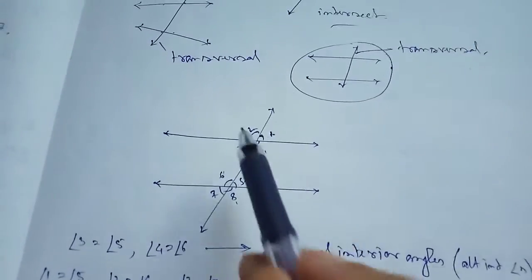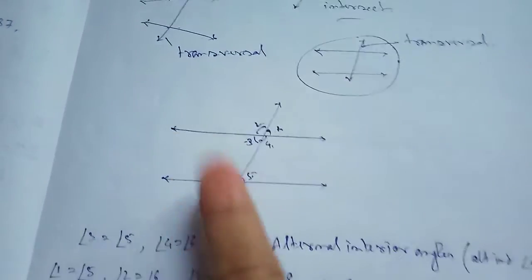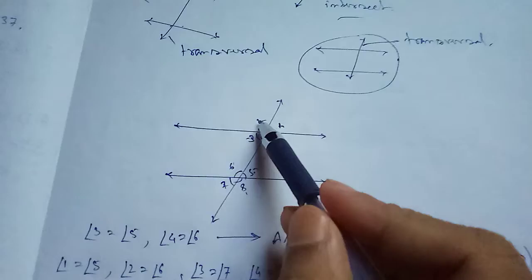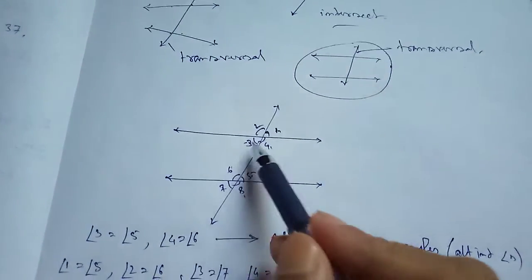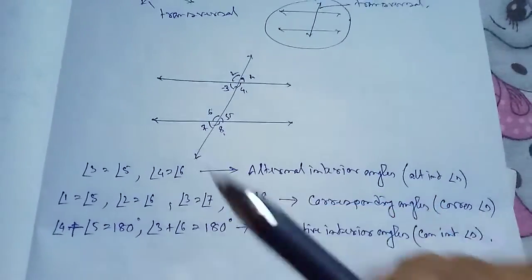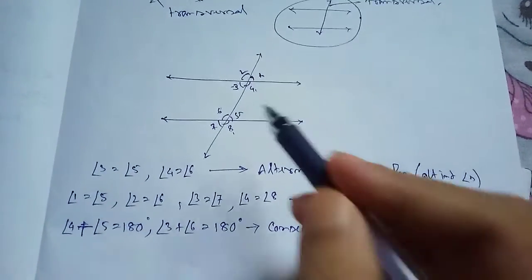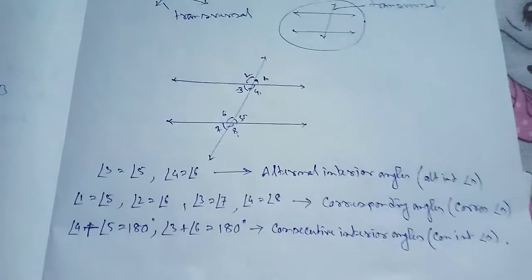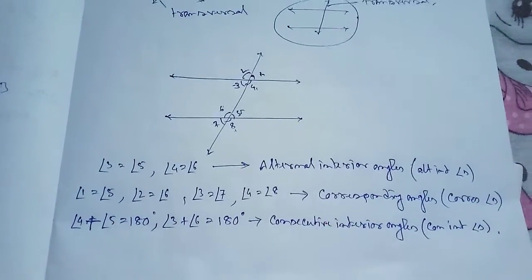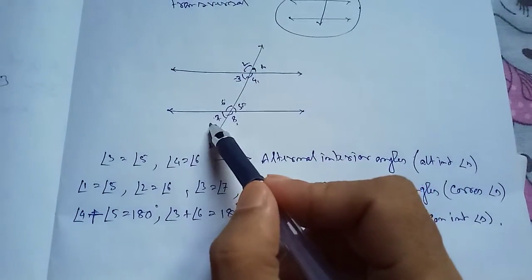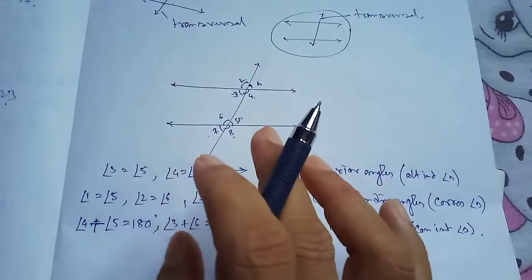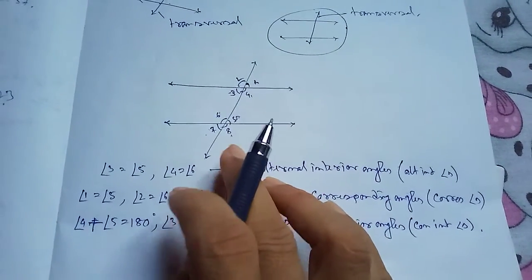Then again, angle 1 plus angle 2 is a linear pair, so 180 degrees. Angle 1 plus 4 is 180 degrees, linear pair. Angle 2 plus 3, 3 plus 4, each 180 degrees, linear pair. Similarly here, angle 5 plus 6, 5 plus 8, 6 plus 7, 7 plus 8, each 180 degrees because of linear pairs. And again 5 and 7 vertically opposite, 6 and 8 vertically opposite. Vertically opposite angles are equal. Linear pairs add to 180 degrees.